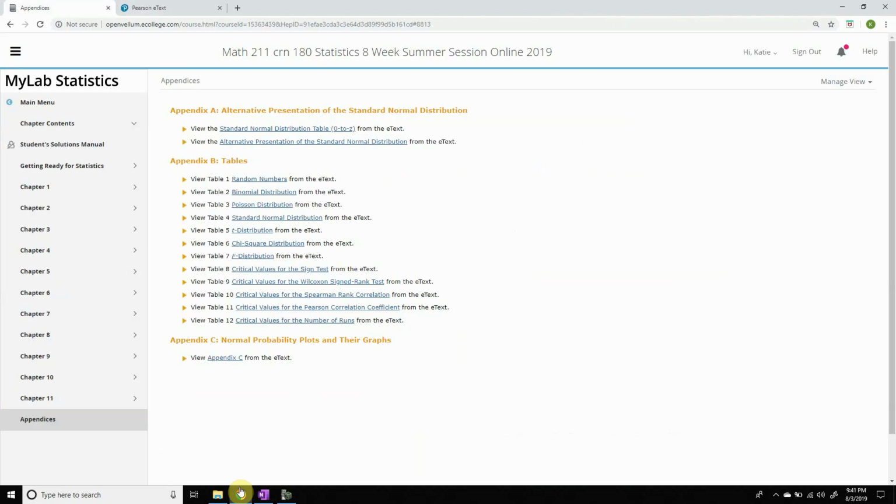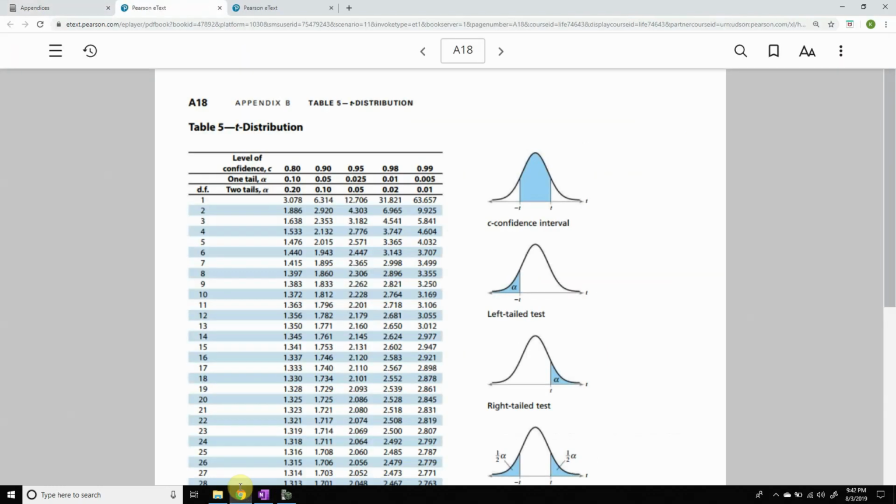Let's go to our appendix here to the T distribution. Okay, 7 degrees of freedom, two-tailed test of 0.05. That looks like critical values of plus and minus 2.365.